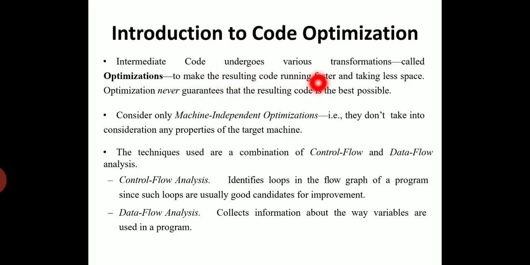The goal is to make the resulting code run faster and take less space. That means the code optimizer performs optimization so as to make the execution of the code faster and to make memory consumption low. Optimization never guarantees that the resulting code is the best possible. It does not guarantee that the optimization is done to an extreme end. Maybe further optimization may also be possible later.